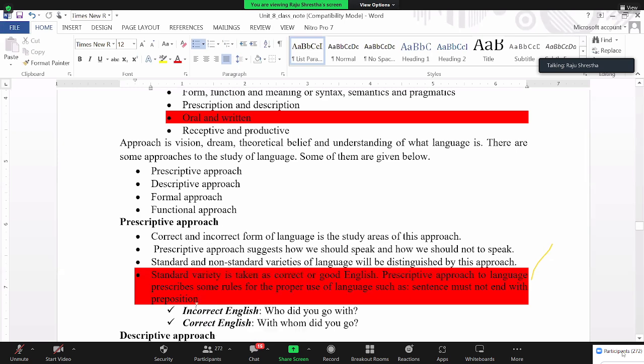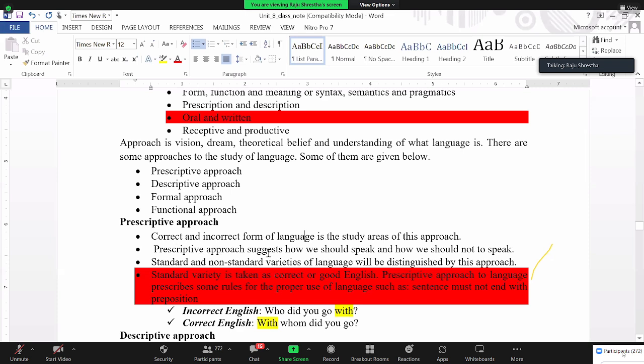For example, यहाँ तल दिएको छ, incorrect, जस्तै who did you go with? Who did you go with भन्ने हामीले यो पनि भन्न सकेला, तर यसले के भन्छ, करेक्ट इंग्लिश भनेको with whom did you go, यो प्रिपोजिसनलाई लास्टमा राख्नु हुन्न. So preposition should be used at the beginning भनेर यसले प्रेस्क्राइब गर्छ हैन. So this approach prescribes.